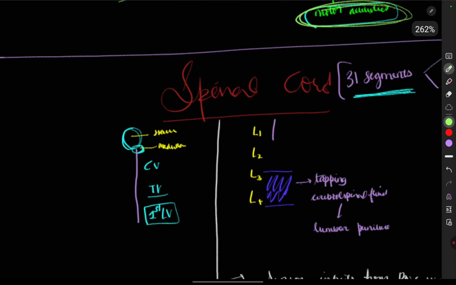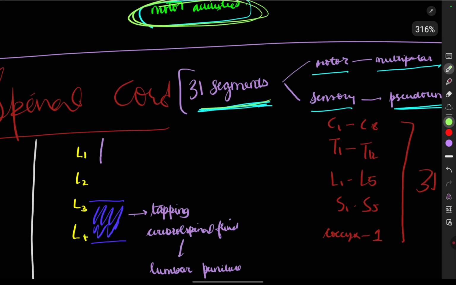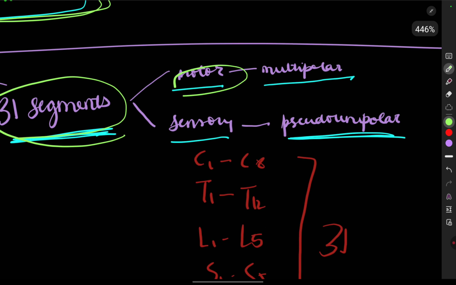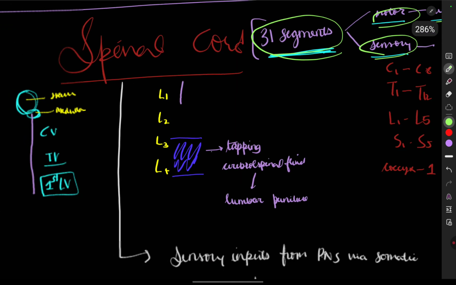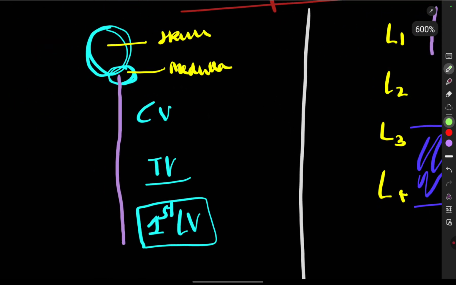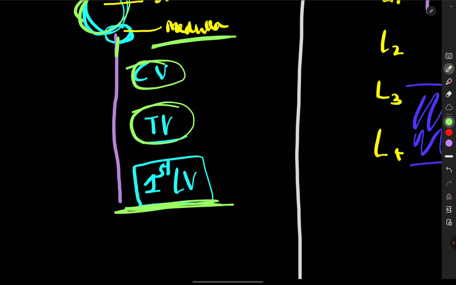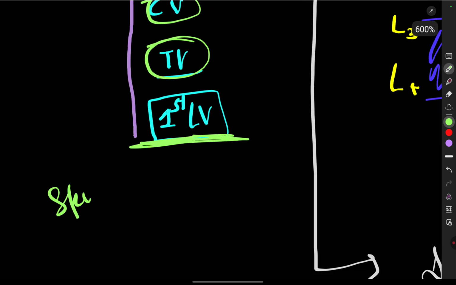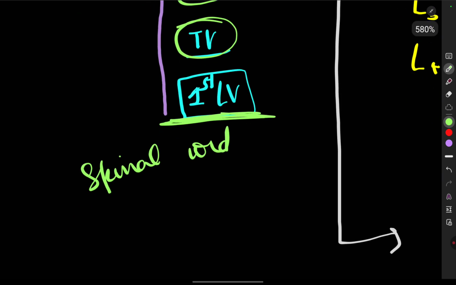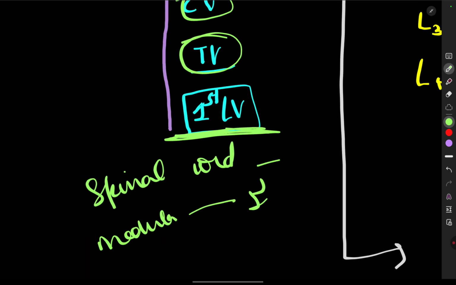Okay, so the spinal cord consists of 31 segments of the motor or multipolar and the sensory and pseudounipolar nerves. See, this is the skull and this is the medulla. It starts from the medulla, it passes through the cervical vertebrae, the thoracic vertebrae till the first lumbar vertebrae.